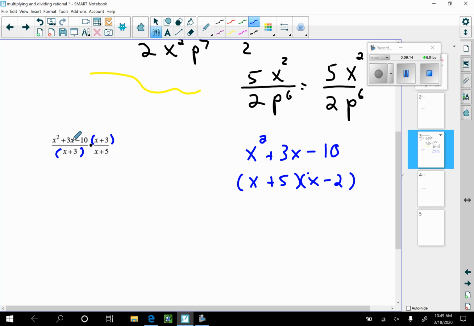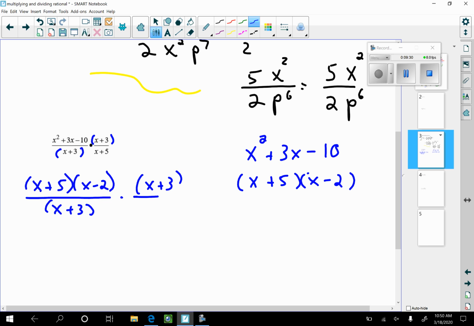So look what I'm going to do here. I'm going to rewrite this top fraction here. And we're going to write it as X plus 5, X minus 2, over X plus 3, times X plus 3, over X plus 5. Now I'm looking for like factors, and I see them. Do I have an X plus 5? This thing cancels with this guy. And this guy cancels with this guy. And what do I have left? All I have left is this X minus 2 over 1. I don't have to write the 1.